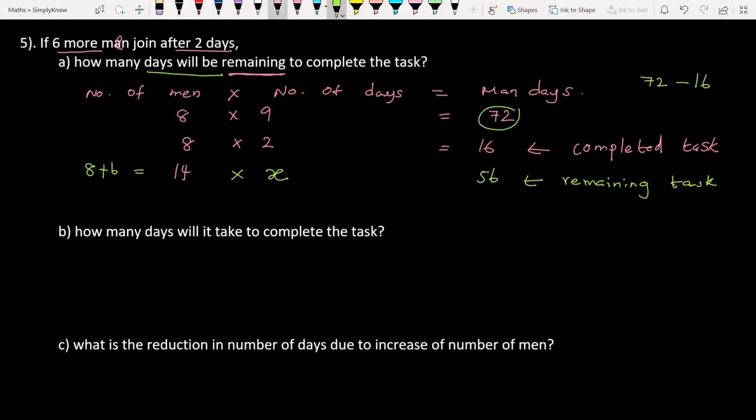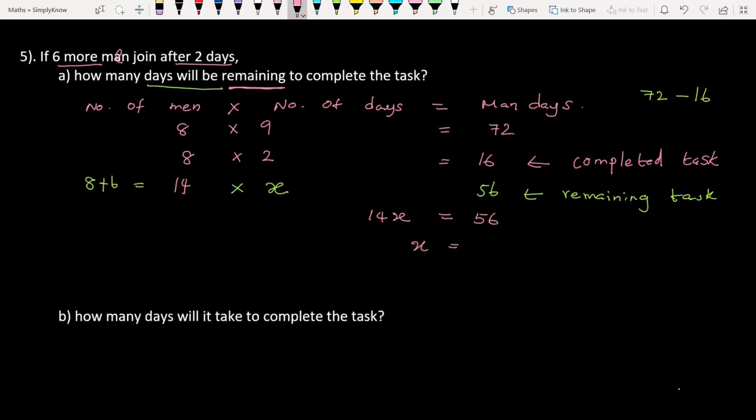Let's solve this. 14 times X is 14X equals 56. So X is 56 divided by 14. So X equals 4. This means 4 days are remaining to complete the full task.